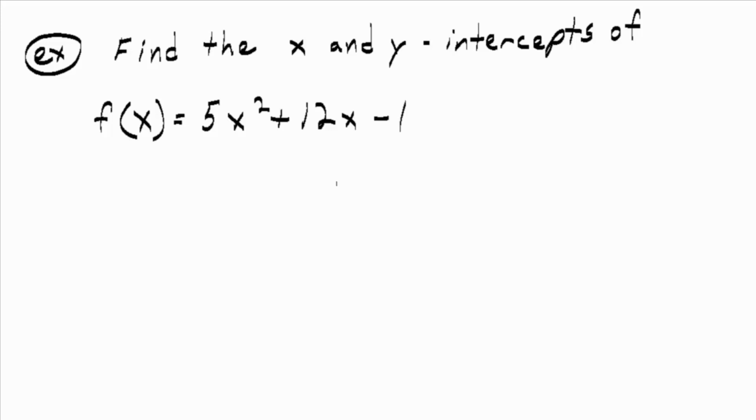Guys, let's find the x and y intercepts of f of x equals 5x squared plus 12x minus 1. Now, what's different about this problem? It's a quadratic equation still, but now it has two variables. You can think of the f of x as y, right? So you can think of this as y equals 5x squared plus 12x minus 1.